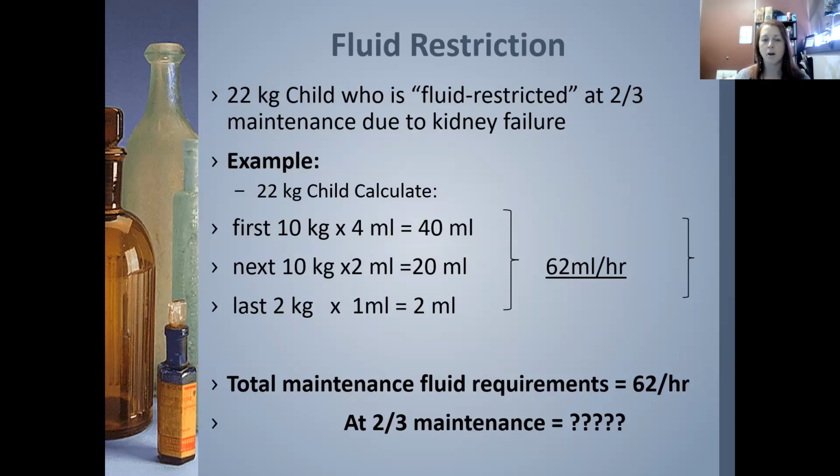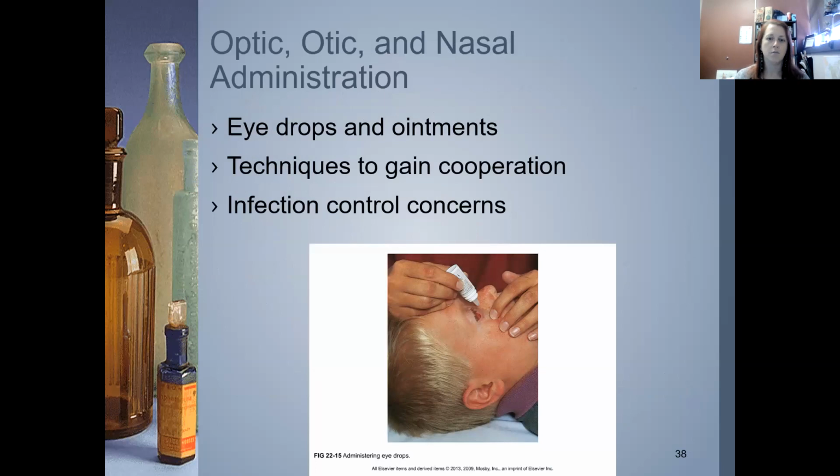The same thing would be the opposite if we had a patient that was like your patient with sickle cell anemia that needs 1.5 times. You figure out what their normal maintenance would be, multiply that by 1.5 to figure out what the maintenance would be for that increase. Does that make sense on that for fluid restrictions or increased amounts for kids? Awesome.